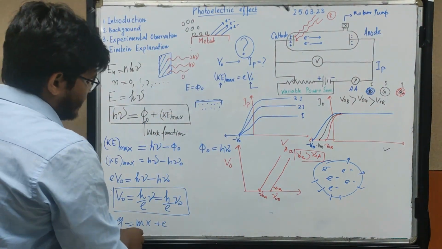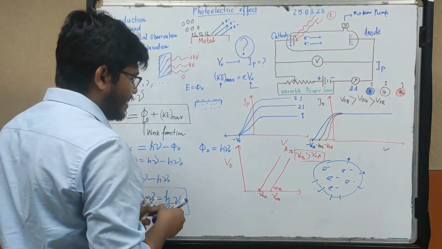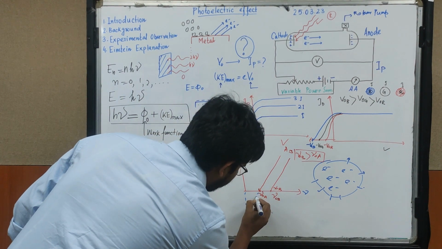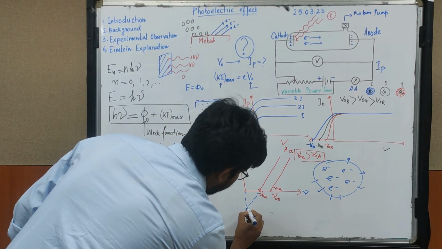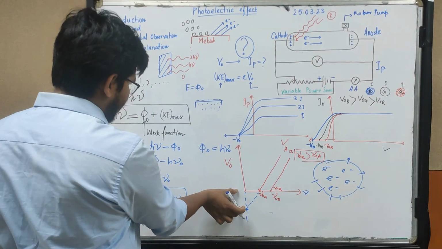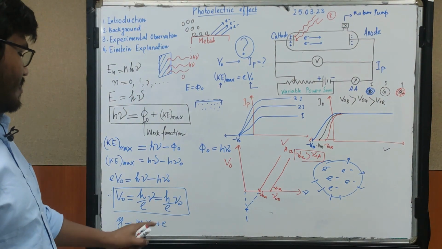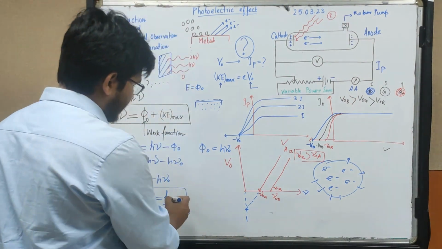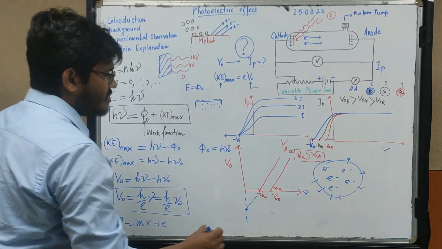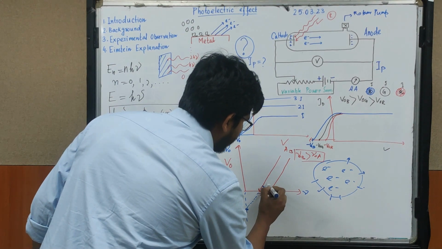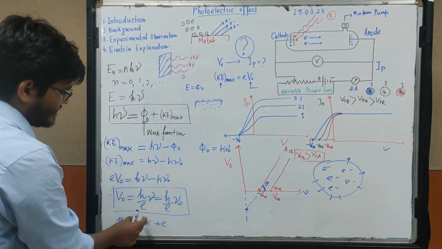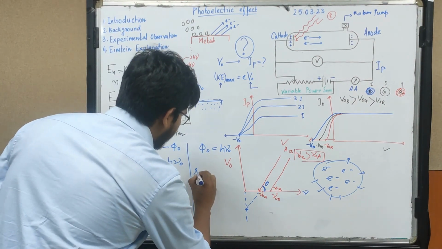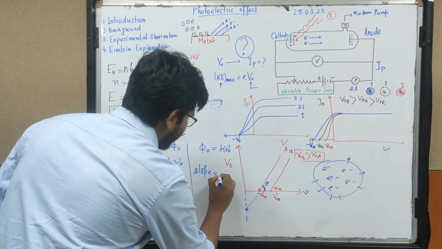Now from this curve, one thing that is interesting is that if you extend this line to the negative axis, then you will have an intercept. This intercept is nothing but your minus h nu 0 by e. Okay. Or you can measure the slope also. So the slope in this equation is h by e. So let me just draw a line here. So slope is equal to h by e.